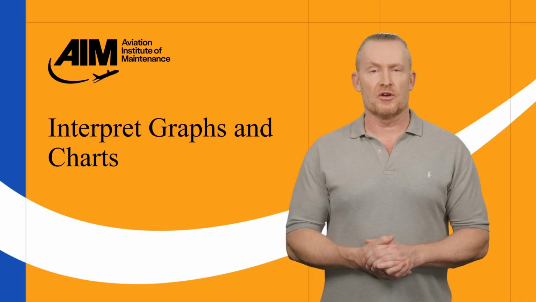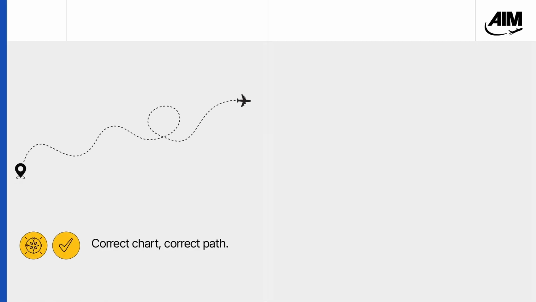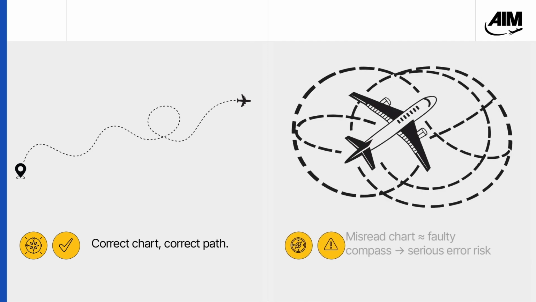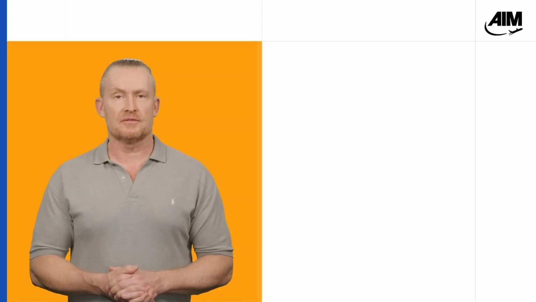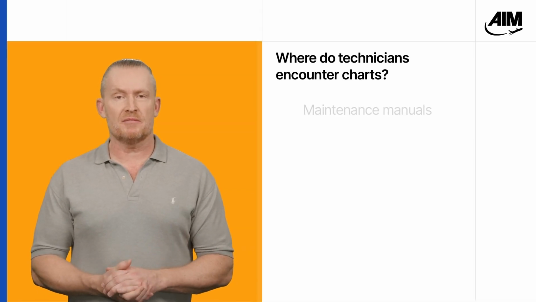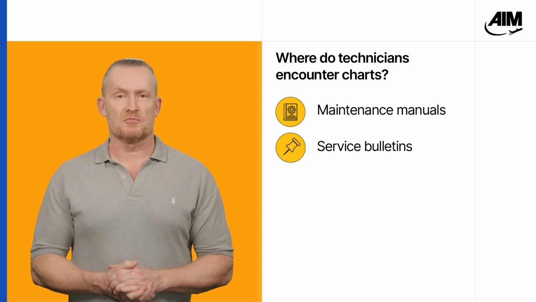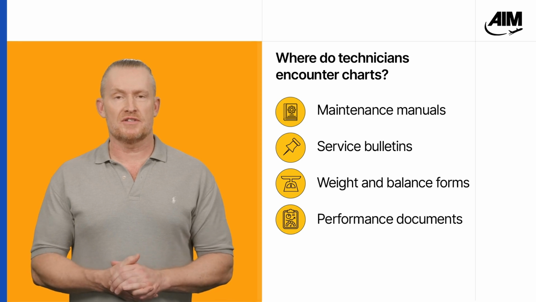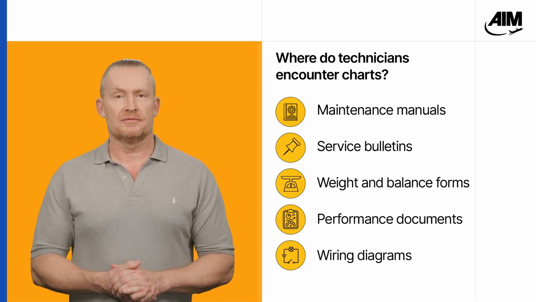Interpret graphs and charts. A misread chart is like a faulty compass. It won't just send you off course, it could lead to serious errors. Charts are part of nearly every task in maintenance. You'll find them in maintenance manuals, service bulletins, weight and balance forms, performance documents, and wiring diagrams.